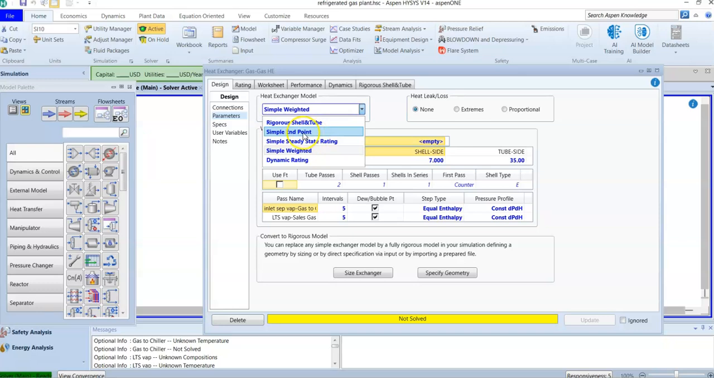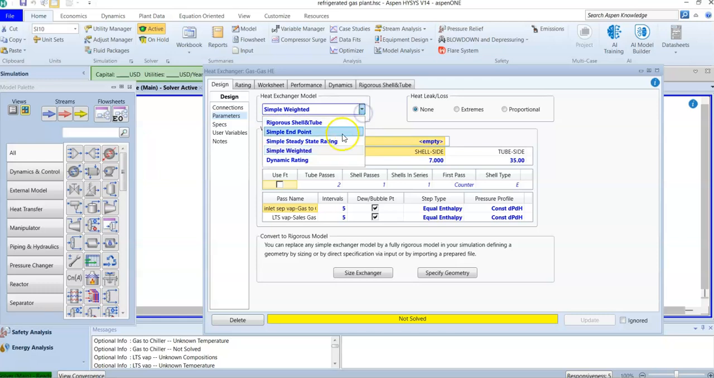For this one, the simple endpoint that we are going to use and this simple weighted, we are going to describe them one by one. Here, the simple steady state rating and the dynamic rating, we are going to use moving forward if we are moving our simulation from a steady state to the dynamic state. Okay, so here we have chosen a simple weighted. To describe this, we have a simple endpoint model. This endpoint model, which is this one.